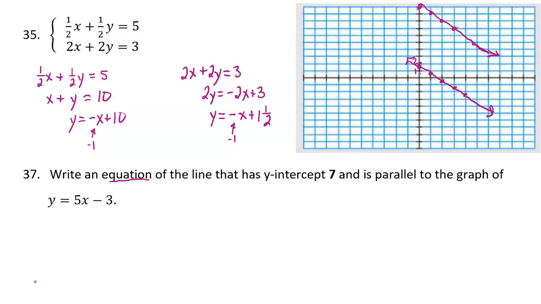Well, what is the slope of this equation? The slope is 5. So any line parallel to that equation is also going to have a slope of 5. So we can write y equals 5x, and now the y-intercept is positive 7. Here's the equation of the line that's parallel to y equals 5x minus 3, but it crosses at 7 instead of crossing at negative 3.